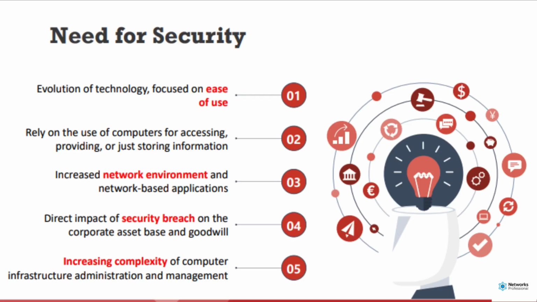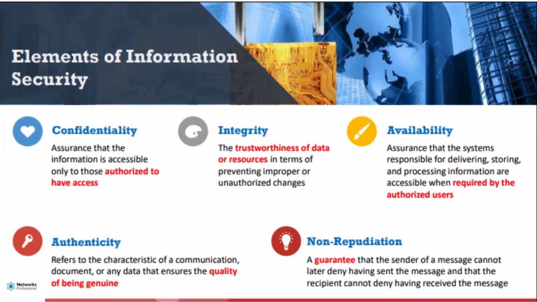Elements of information security. Information security relies on 5 major elements: confidentiality, integrity, availability, authenticity, and non-repudiation.